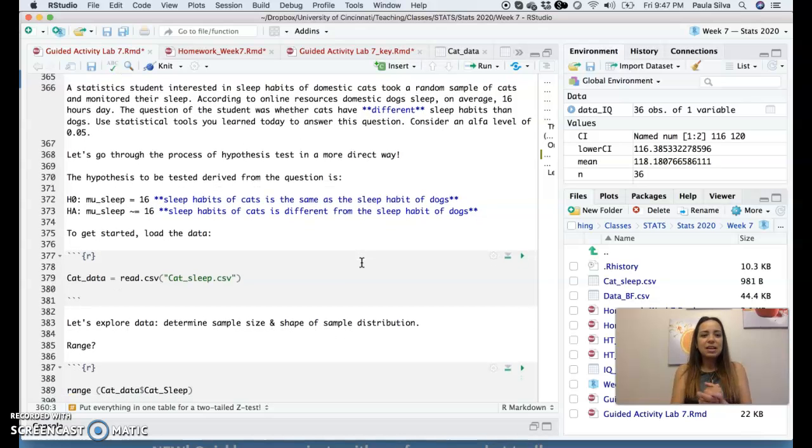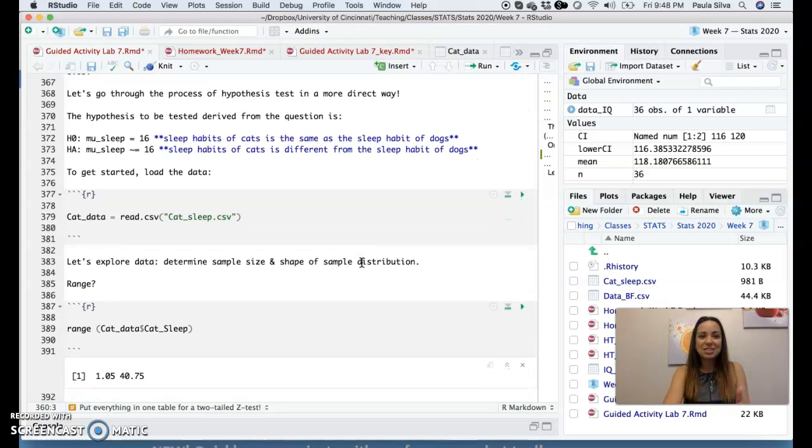So what's the problem? A statistics student interested in the sleep habits of domestic cats took a random sample of cats and monitored their sleep. According to online resources, domestic dogs sleep on average 16 hours a day. The question of the student was whether cats have different sleep habits than dogs, a two-tailed test. Now use the statistical tools you just learned today to answer this question. Consider an alpha level, a cutoff level that defines what's low and what's high probability, of 0.05.